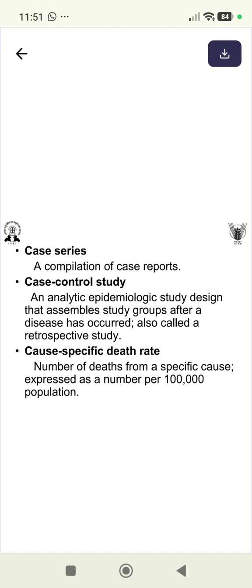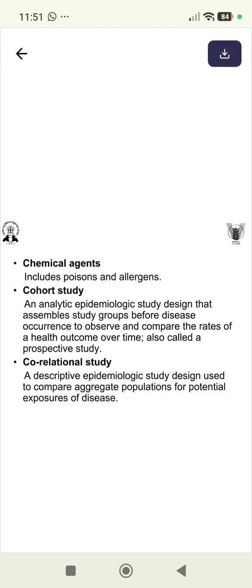Case control study. Analytical epidemiological study design that assembles data groups after the disease has occurred, also called a retrospective study. Case specific death rate: number of deaths from the specific case expressed as a number per 1 lakh population. Next, the chemical agent includes poisons or allergens.